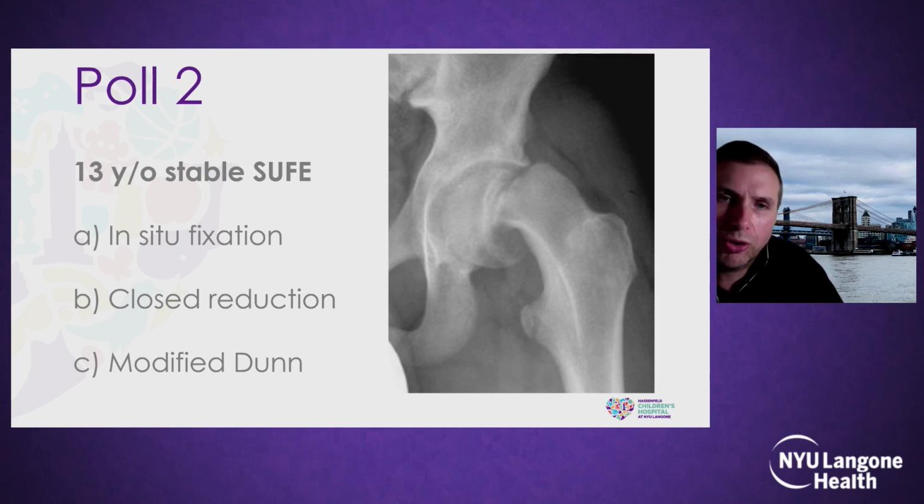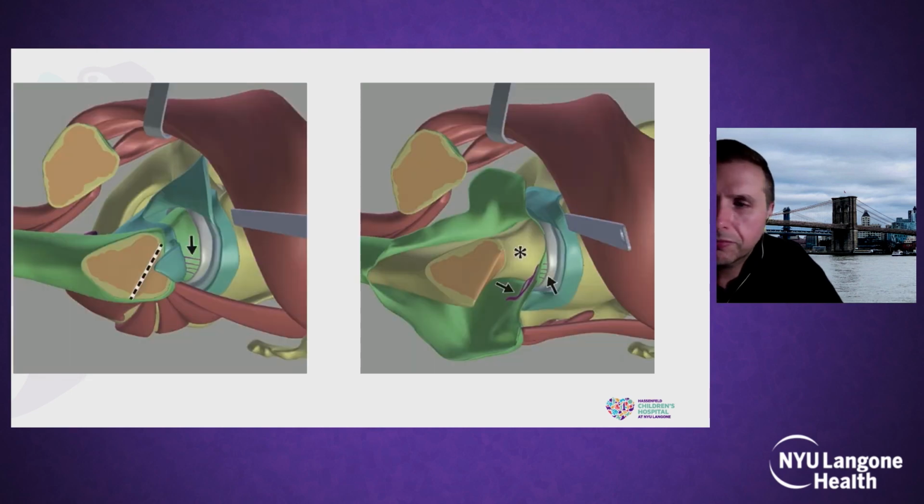This is a 13-year-old who presents with a stable slipped upper femoral epiphysis. So he was actually walking on this. Despite the grotesque appearance of this proximal femur, he was actually walking on this. So again, we're going to go through some slides, and you get three options here. Would you do in situ fixation, a closed reduction, or a so-called modified Dunn? And as we get to the results of this poll, I'll tell you about this modified Dunn, because in recent years, just as the field of hip arthroscopy has progressed, the field of open hip preservation surgery has also progressed.